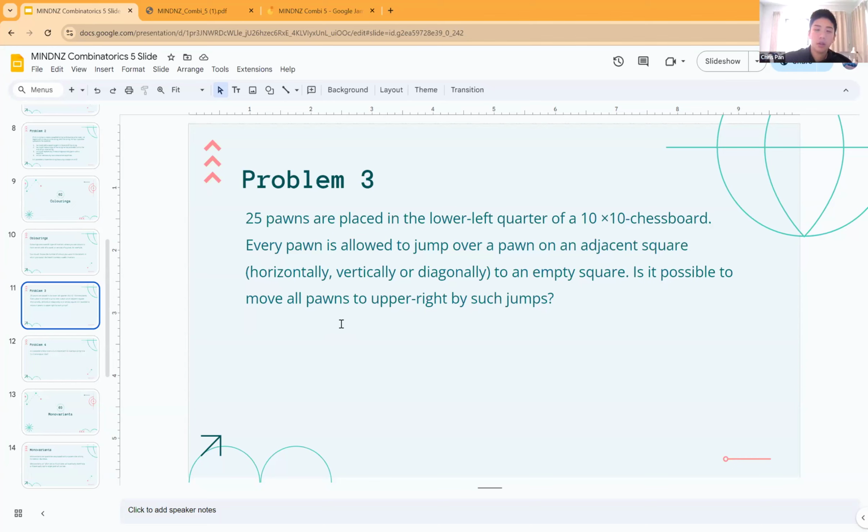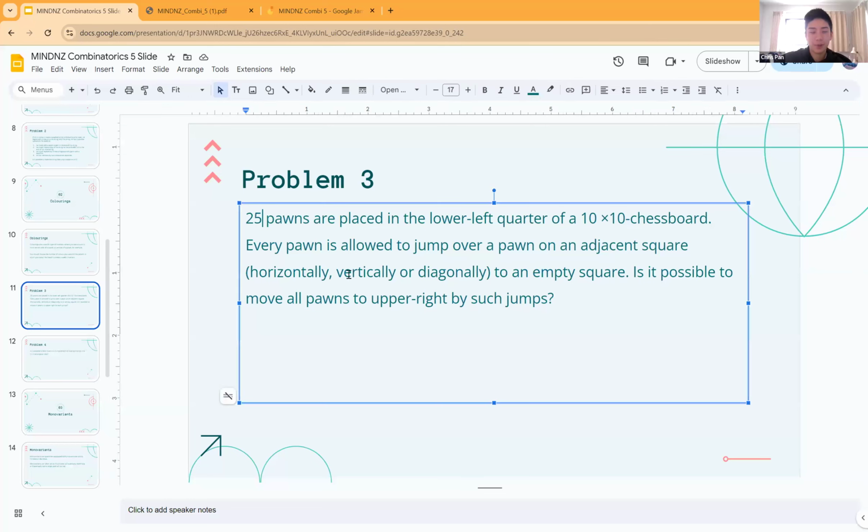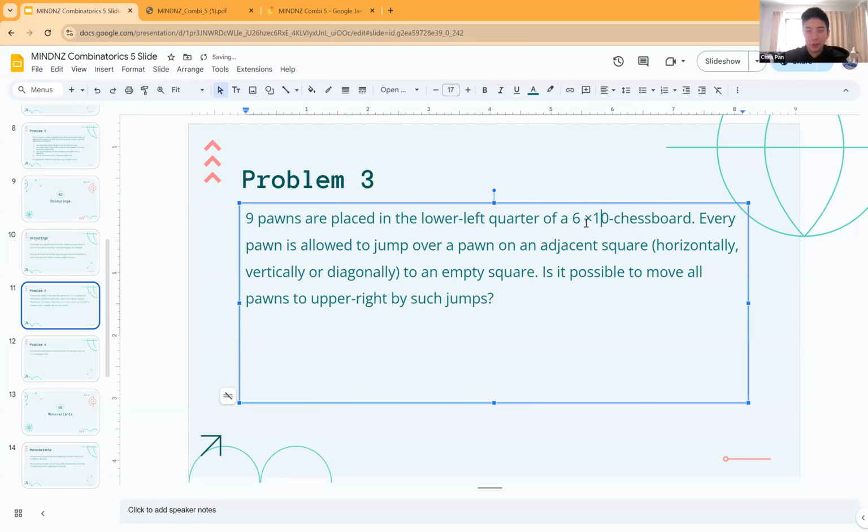Well, okay, I'm changing this to 9 pawns in the bottom left corner of a 6 by 6 chessboard, just because I don't want to draw a 10 by 10. Okay, sorry, there you go.